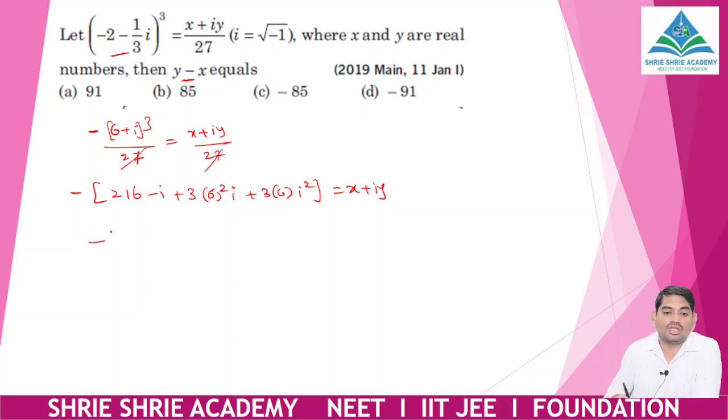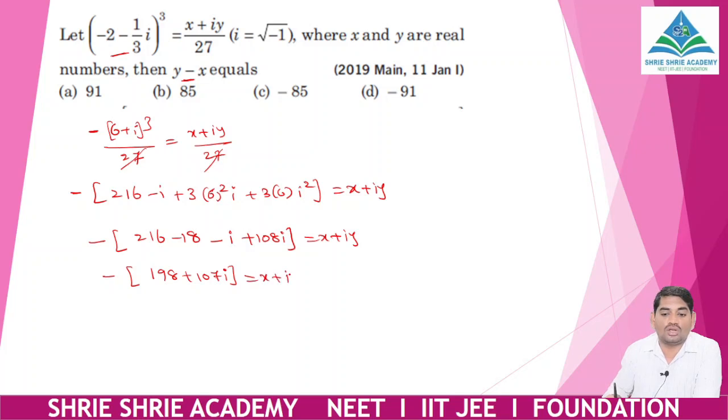So we can simplify here. 216 and iota square value is minus 1, so we got minus 18. Then here minus iota 36 into 3 is 108, 108 times of iota, which is equal to x plus iota y. Then we can also write minus 216 minus 18, which is minus 198, plus 107 times of iota, which is equal to x plus iota y.